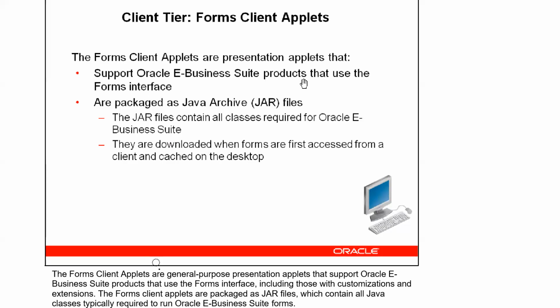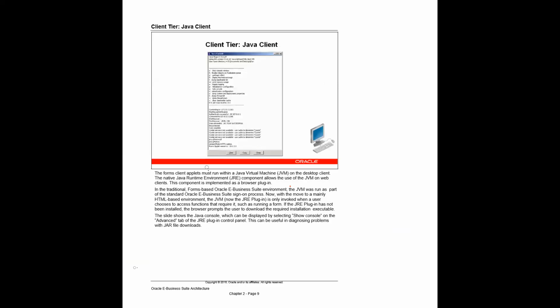This supports Oracle E-Business products that use the Forms interface, which are packaged as jar files. The jar file contains all the classes required for Oracle E-Business. They are downloaded when the forms are first accessed. So instead of giving one form at a time, Oracle already has a jar. What is a jar? It is something like a zip of all the class files. So the first time you access the forms, they are downloaded locally on your machine.